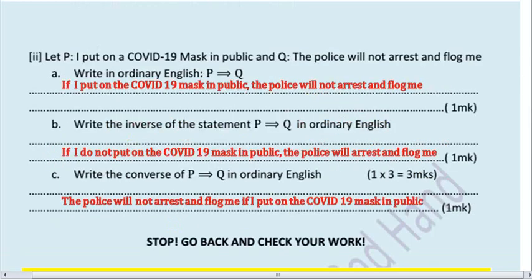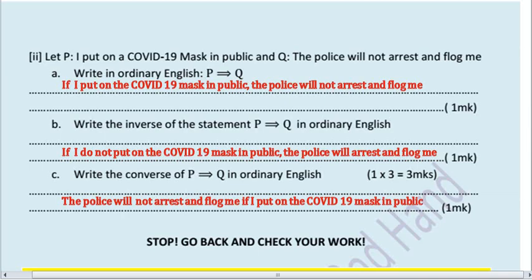And for the last part of the question, P is the statement I put on a COVID-19 mask in public, and Q is the statement the police will not arrest and flog me. Write in ordinary language, P implies Q. So this first one, if I put on the COVID-19 mask in public, the police will not arrest and flog me. That's the P implies Q.